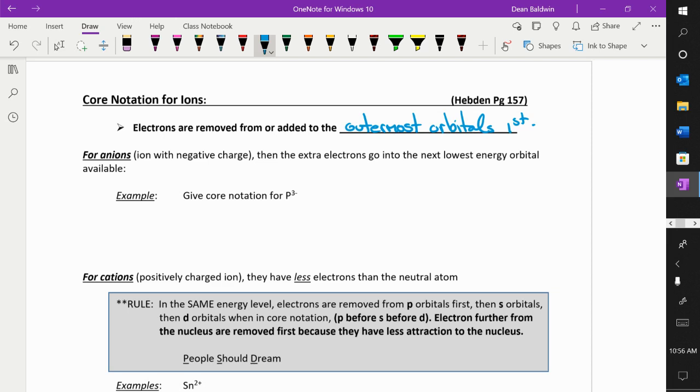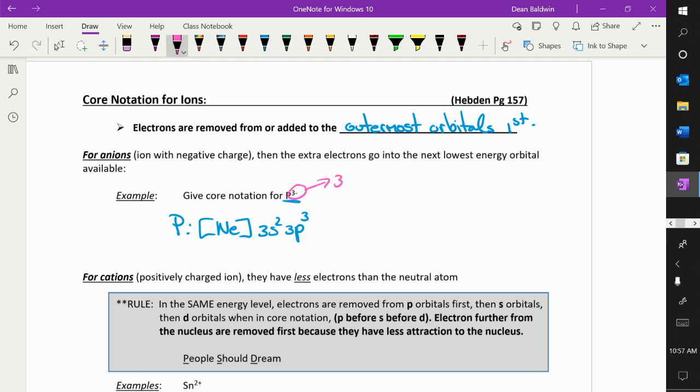So we're going to look at anions. Anions are a negative charge. If you're negatively charged, you've added electrons. So phosphorus 3 negative. Regular phosphorus in core notation is neon, and then it's 3s2, 3p3. That's straight up elemental phosphorus. We have phosphorus -3 charge. So how many electrons have I added into it? You've added 3 extra electrons, right?